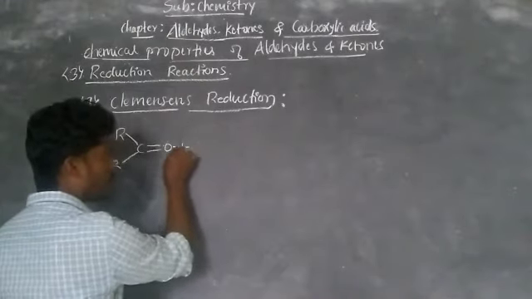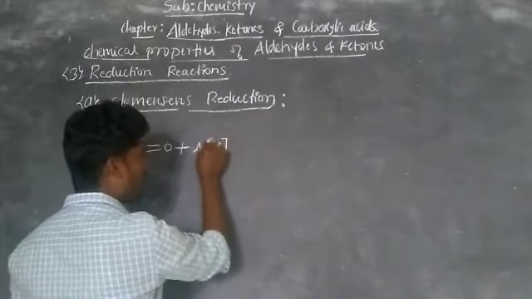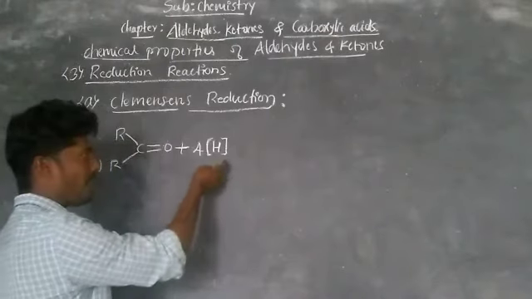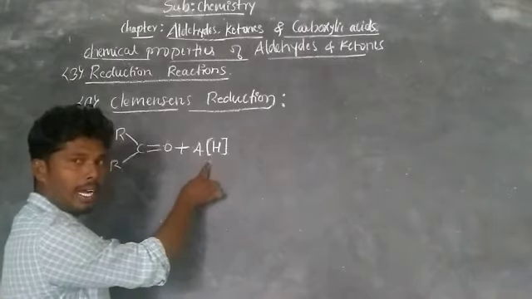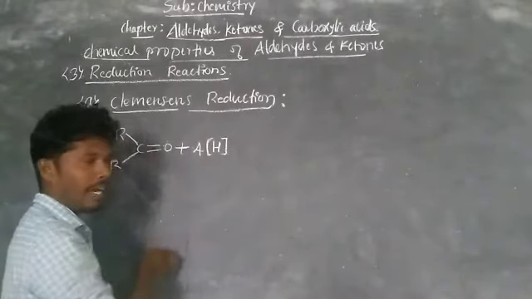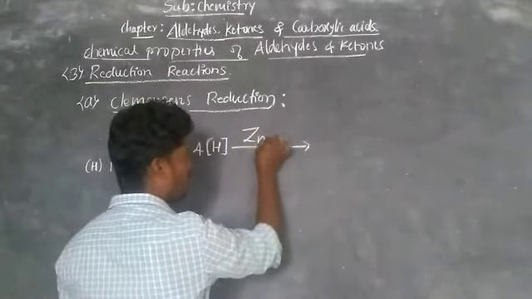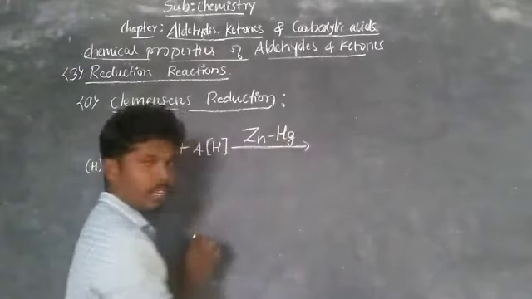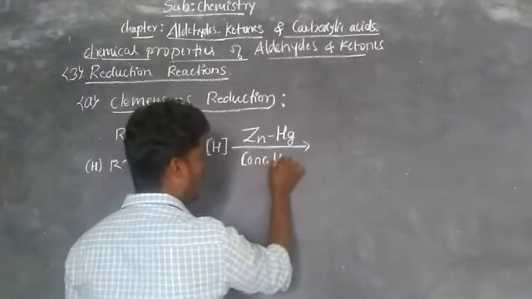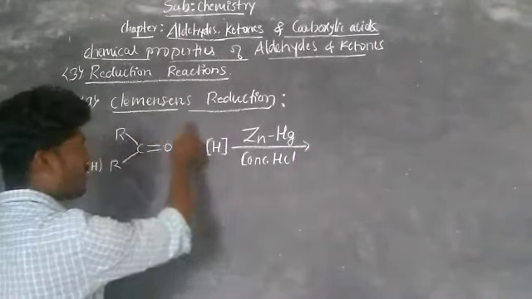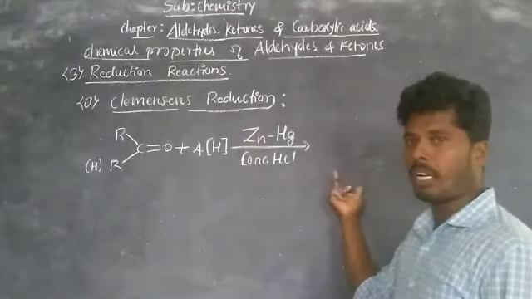This undergoes reduction. Reduction is nothing but the process of addition of hydrogen, or the process of removal of oxygen, or the process of addition of electrons. In this reaction we study it in the form of addition of hydrogen. That is, we are writing 4 equivalents of hydrogen, in presence of zinc amalgam. Amalgam is nothing but mercury. That is zinc amalgam and concentrated hydrochloric acid. This is the Clemmensen's reagent. After putting this reagent, it reduces into the corresponding hydrocarbons.